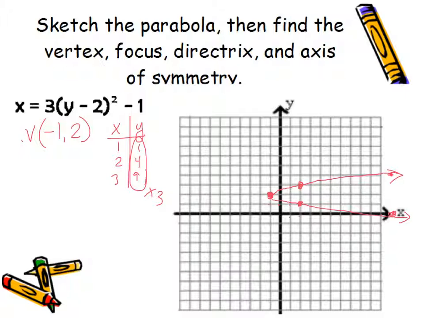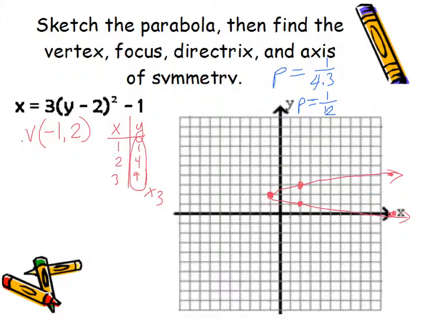All right, so then the next thing I have is my focus, and so I'm looking for P. So I'm going to go 1 over 4 times 3. Okay, so P is going to end up equaling 1/12. Okay, so that's a tiny little amount. Remember, the skinnier your parabola, the smaller that P value is, so that kind of makes sense.